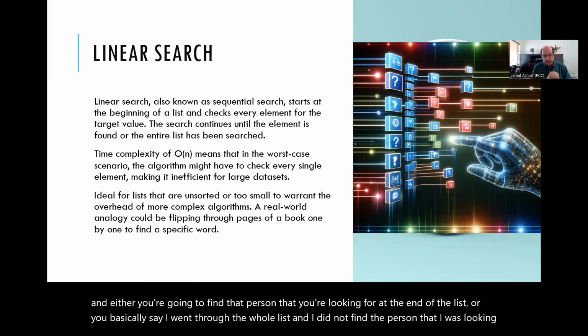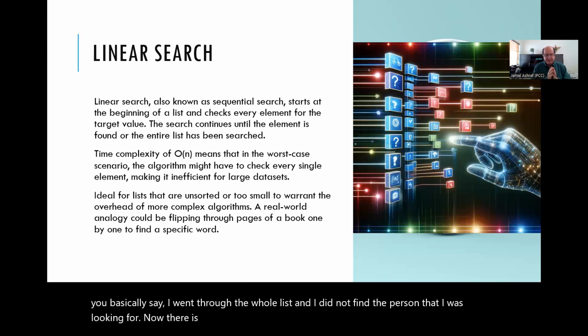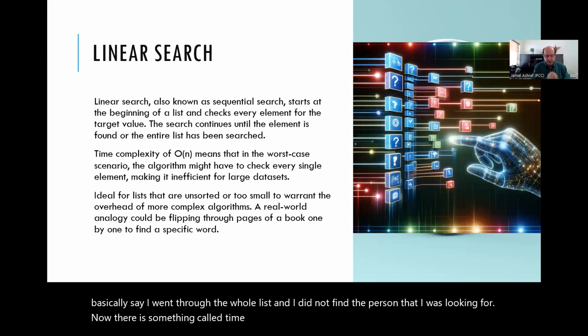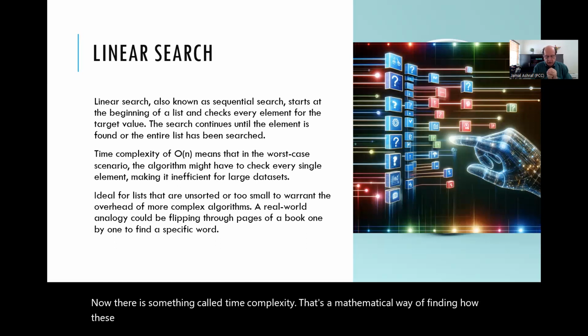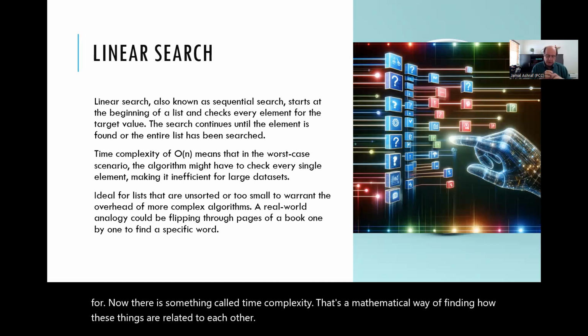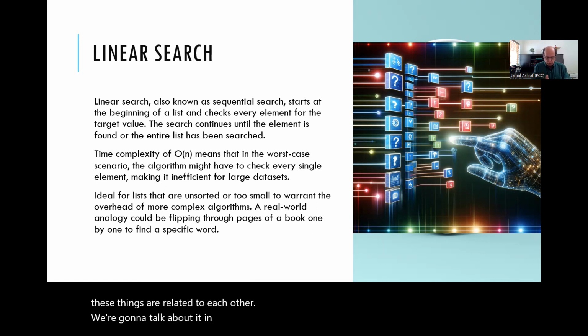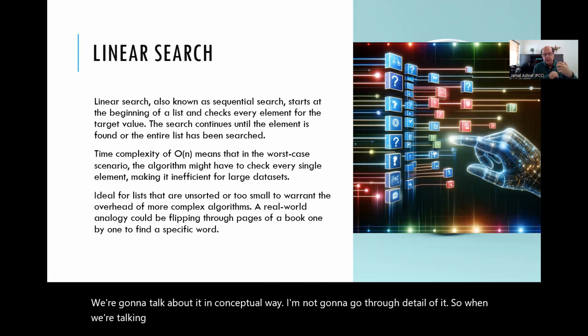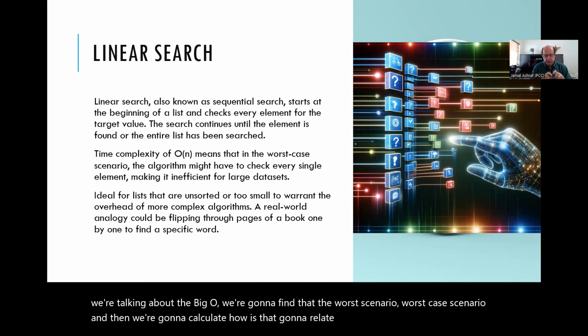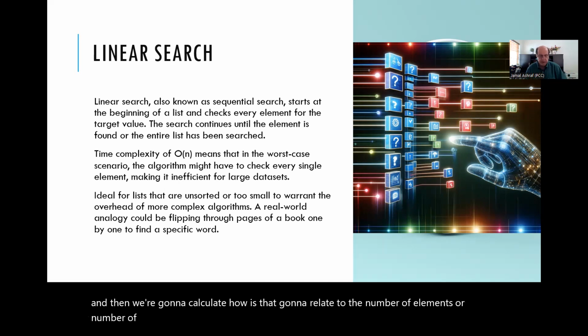Now, there is something called time complexity. That's a mathematical way of finding how these things are related to each other. We're going to talk about it in a conceptual way, and I'm not going to go through the detail of it. So when we're talking about big O, we're going to find the worst case scenario, and then calculate how that relates to the number of elements, or the number of visits we're going to be making to the elements.